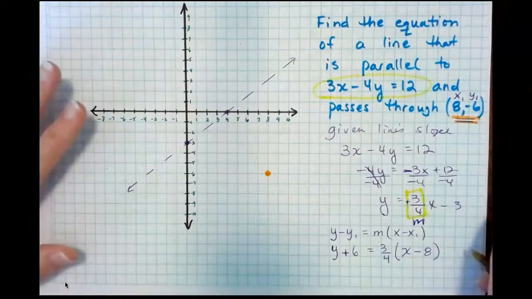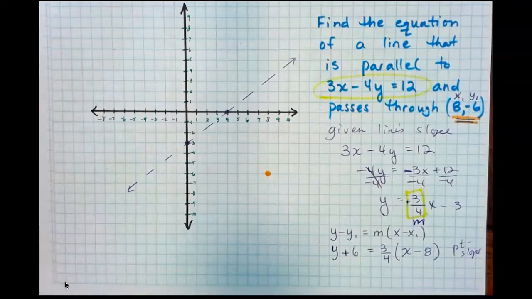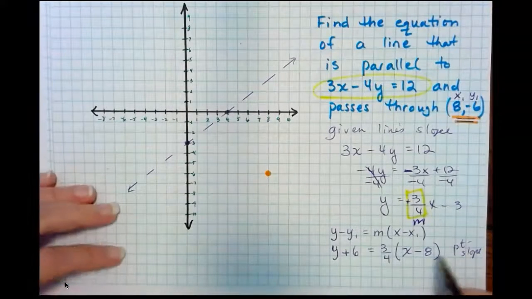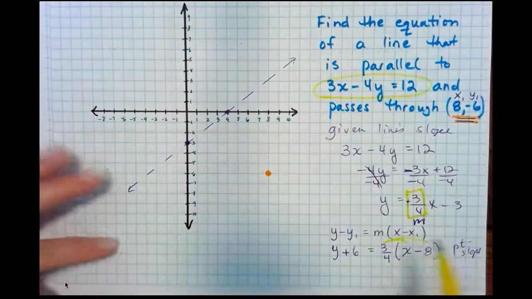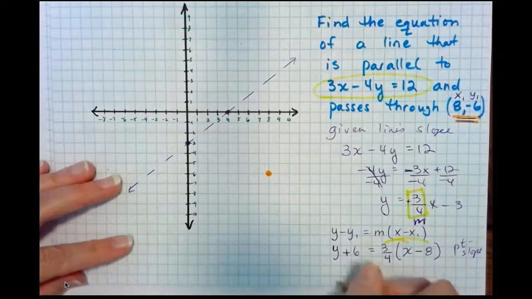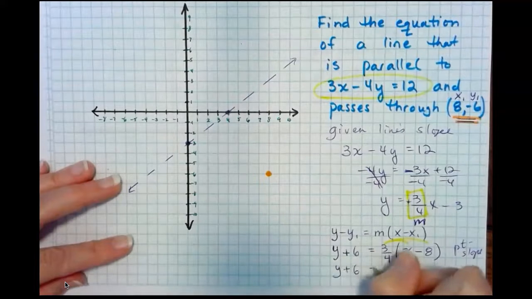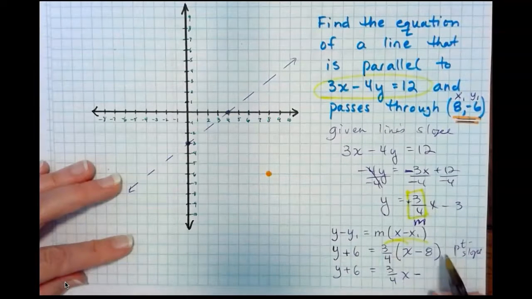So this is the point slope form of the line. And on homework problems, you might be asked to first write the point slope form of the line. So that would be the first answer. Next, let's solve it for y, and let's get our answer in slope-intercept form. So let's distribute the 3/4. So y plus 6 equals 3/4 x minus 3/4 of 8, which is 6.